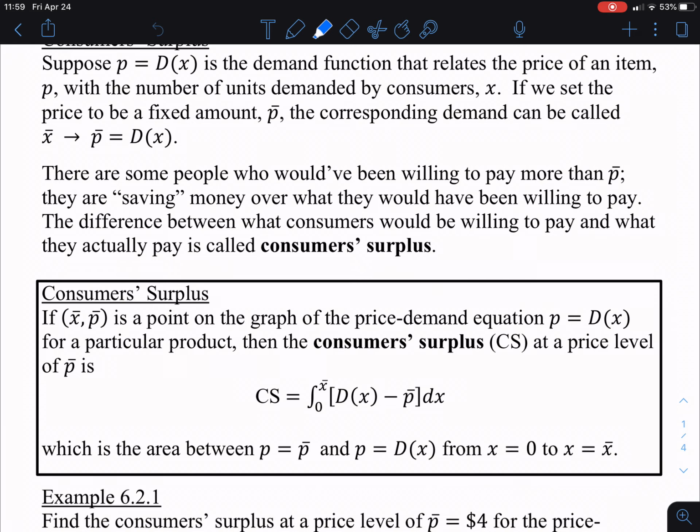So what this is showing us is the area between the constant price P bar and the graph of the equation D of x, our demand equation, from 0 to x equals x bar.